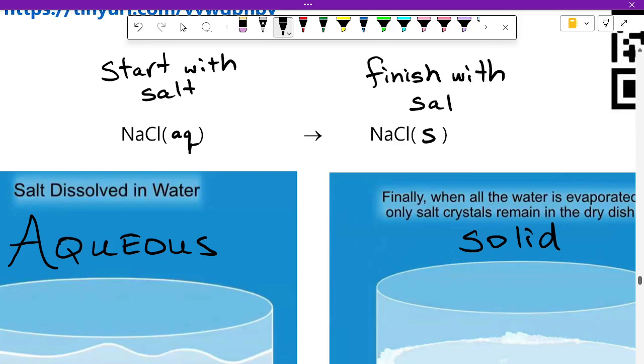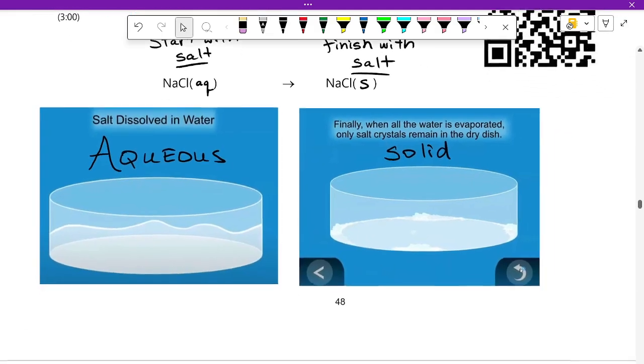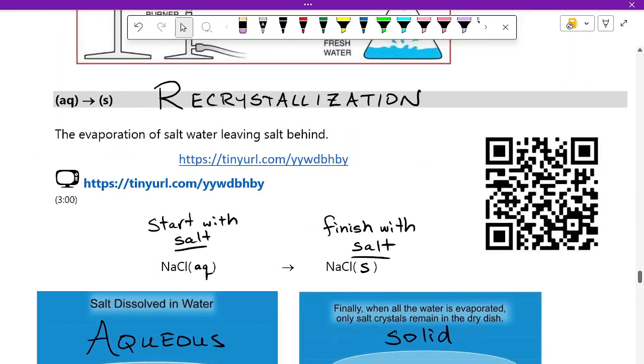So is that a chemical or a physical change? We started with salt, we finished with salt. That's a physical change. All right, let's watch the little video of how that works.